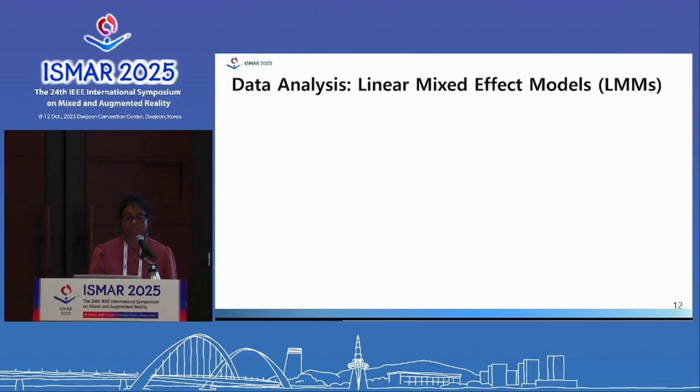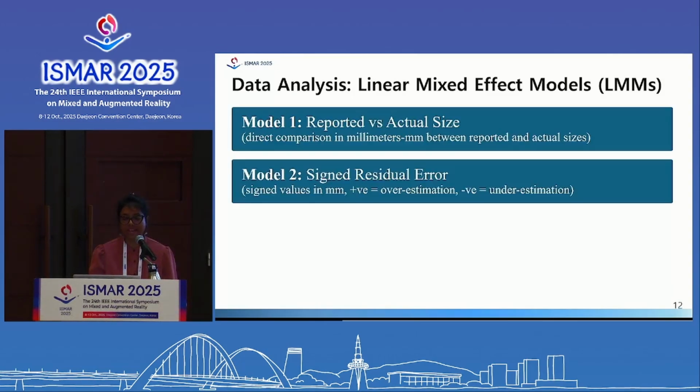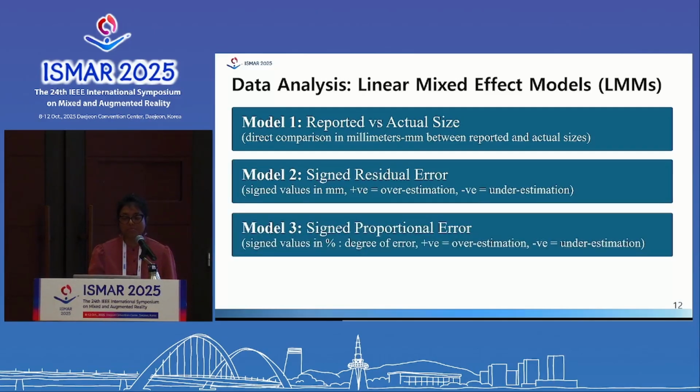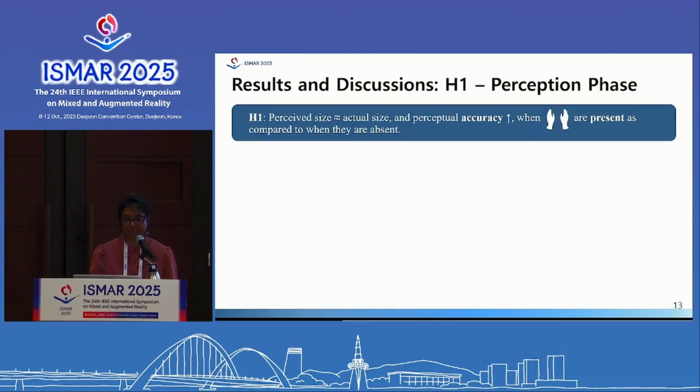We calculated 3 different linear mixed models for the objective measures. These models were first, the reported versus actual size. Then we had signed residual error, showing the error in standardized units, that is millimeter, and the signed proportional error that reflects the relation of the error to the actual size. 80 participants took part in the experiment, and every participant performed 48 trials.